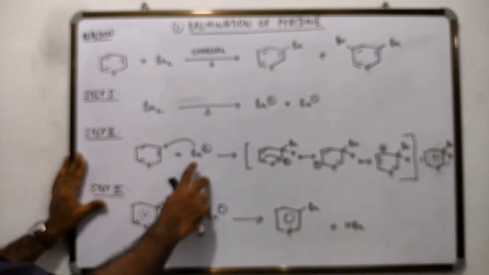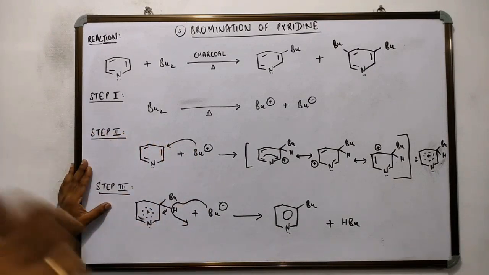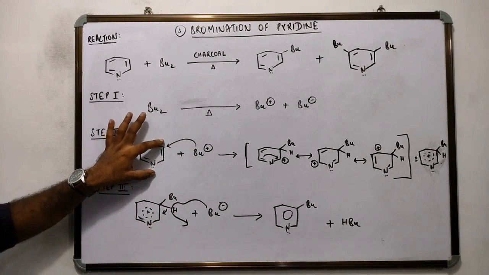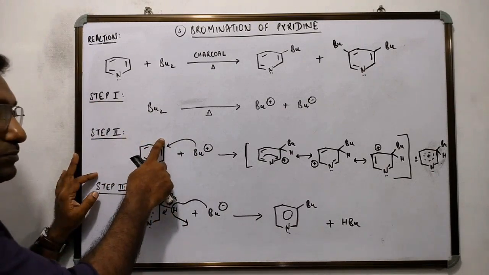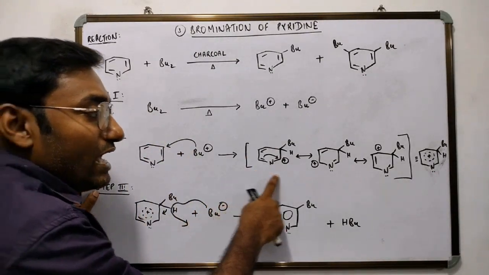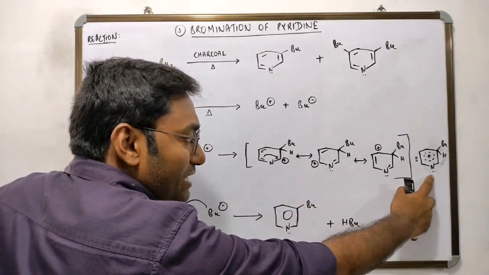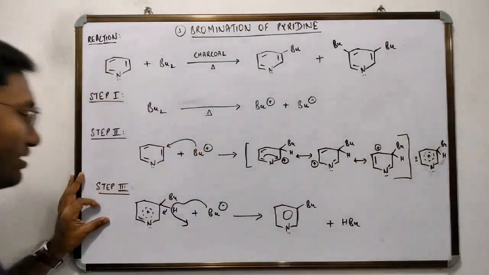In step number 2, the electrophile Br positive attacks the pyridine ring at the most favorable position, which is position number 3. For when it attacks at position number 3, it can get an intermediate carbocation having 3 resonating structures, and this is the intermediate carbocation.